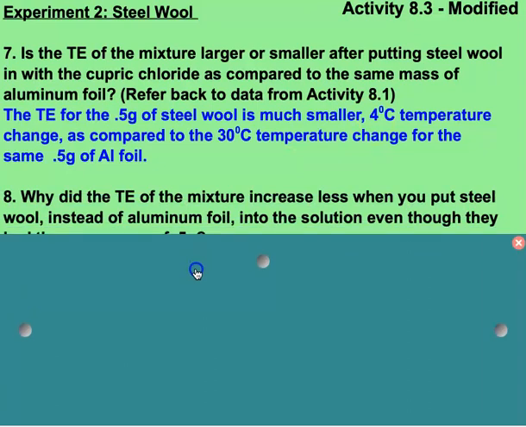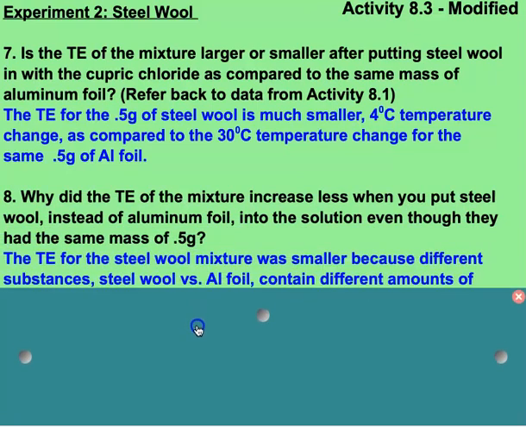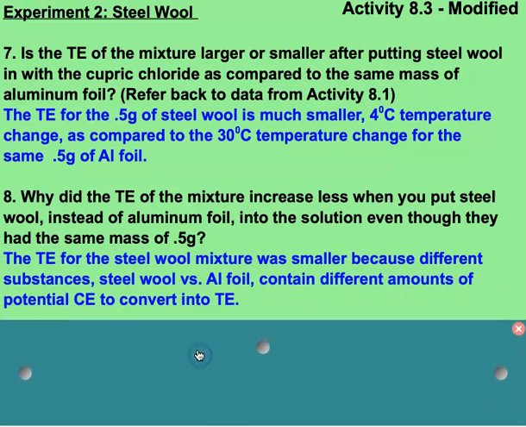So if it was so much smaller, why? Well, the thermal energy for the steel wool mixture was smaller because different substances, steel wool versus aluminum foil, contain different amounts of potential chemical energy to convert into thermal energy. So when we go back and we start talking about the factors, the type of substance influences the amount of chemical energy there is. So it's the amount, the mass, and then the type of substance.